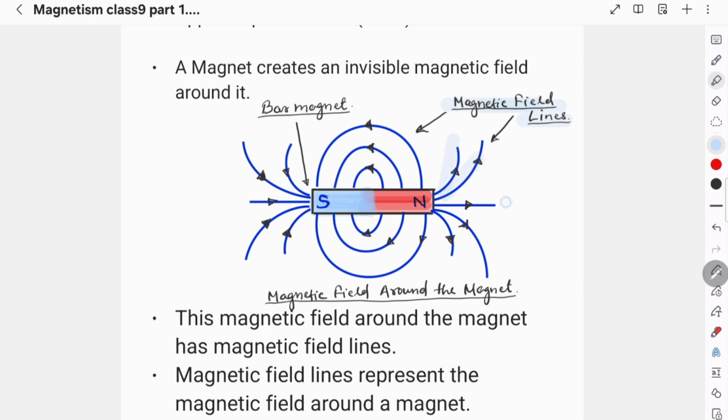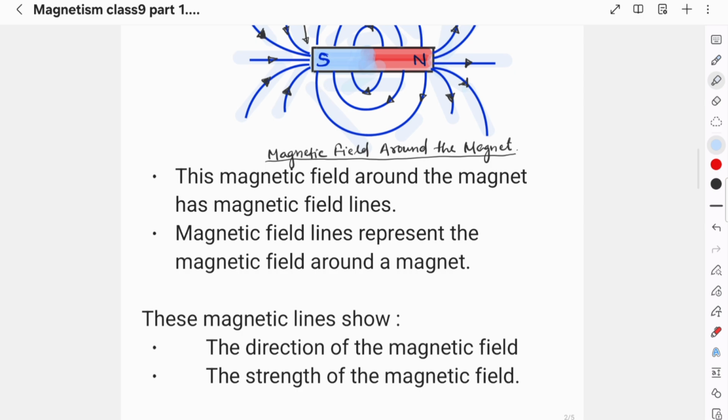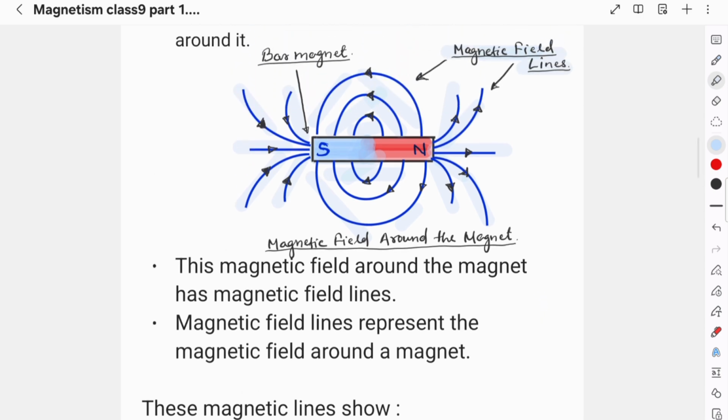So these are the magnetic lines which are coming out from the magnet. This basically shows the invisible magnetic field which is present around the magnet. The magnetic field around the magnet has magnetic field lines. Magnetic field lines represent the magnetic field around the magnet.